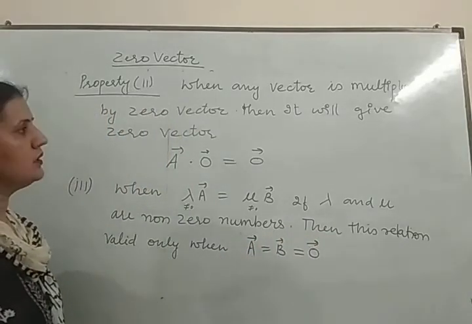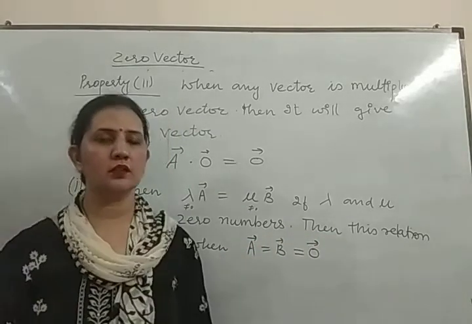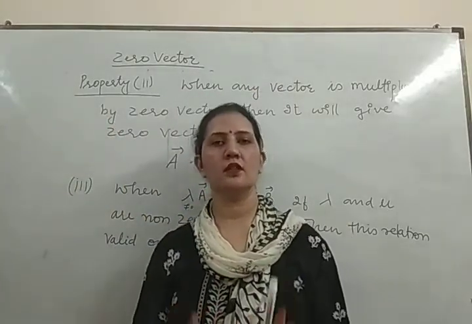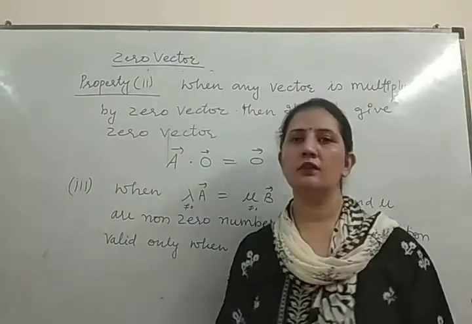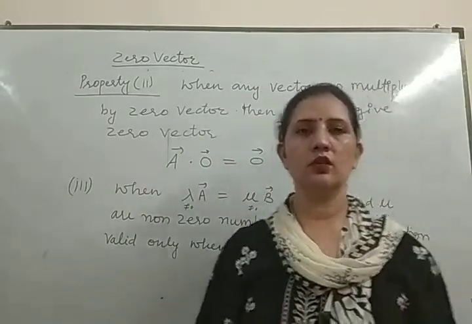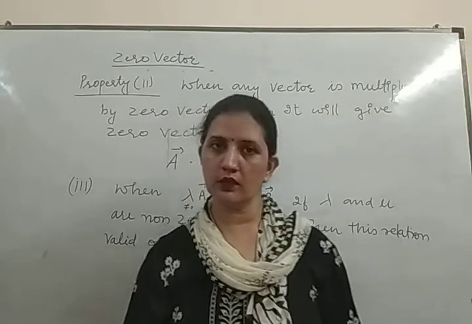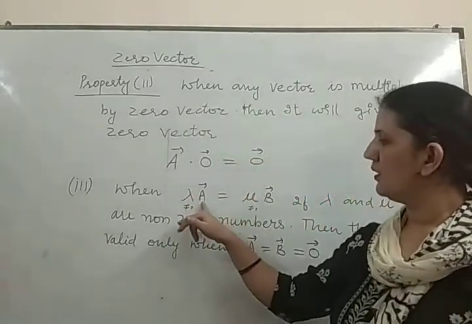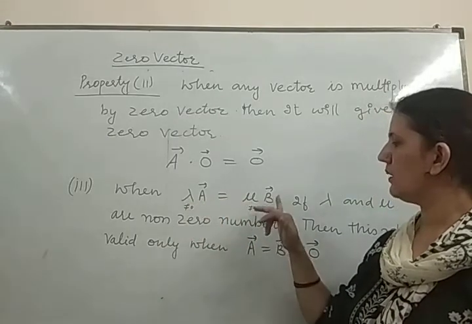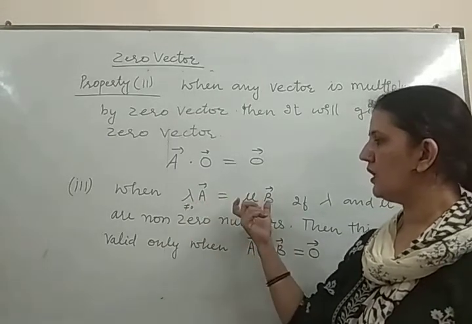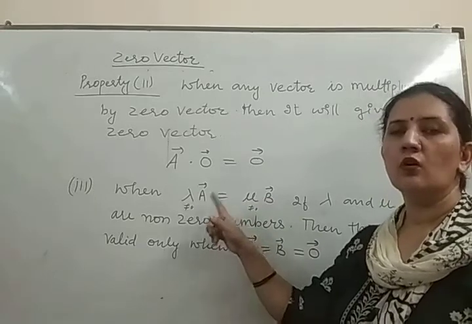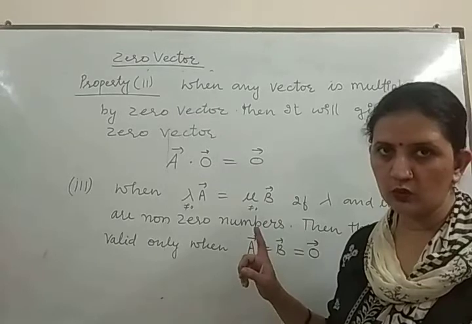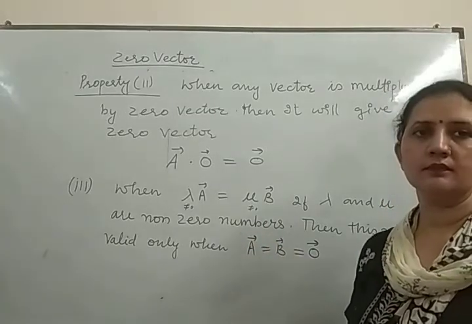So these are the properties of the 0 vector. First, when we add 0 to a vector, it gives the vector itself. Second, when we multiply a vector with 0, it gives the 0 vector. Third, when a non-zero number is multiplied by vector A, another non-zero number is multiplied by vector B, and they are equal, this relation is valid only when vector A and vector B are equal to 0. So note it.